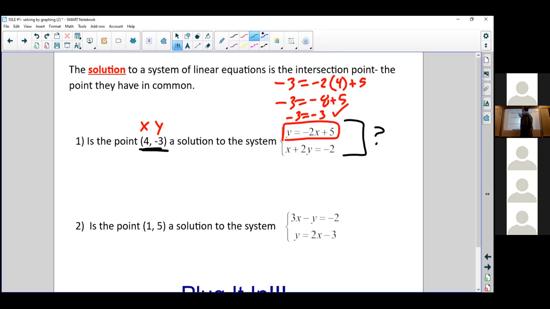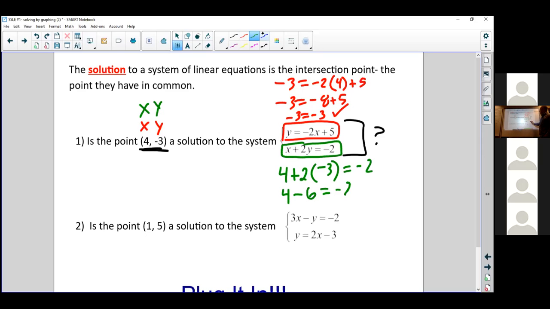Okay, then I'm going to take the exact same values. Again, these are X and Y values. I'm going to plug it into this equation to see if it works. Well, they tell me my X value is 4 plus 2 times my Y value is -3. And is that equal to -2? Well, I don't know. Let's do the arithmetic. So 4 plus -6, because 2 times -3 is -6. Is that equal to -2? So 4 subtract 6 is -2. Is -2 equal to -2? It sure is. Okay, so being that these are both true statements, 4 comma -3 is the solution.